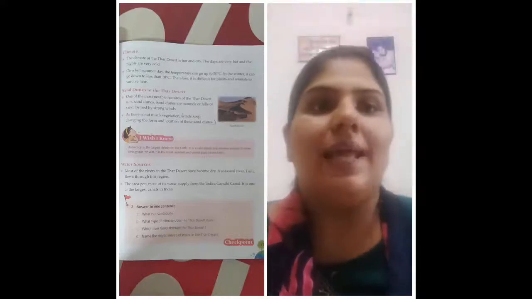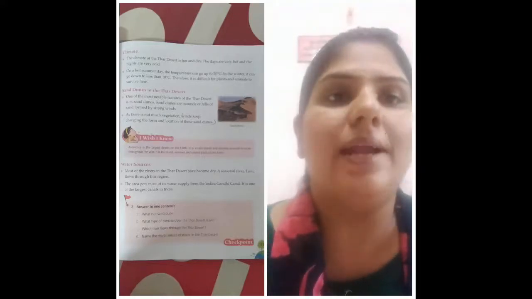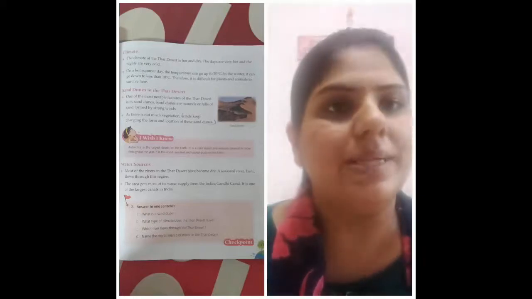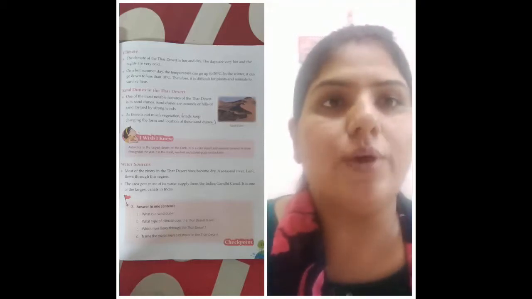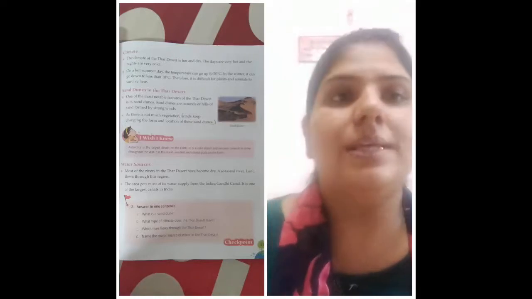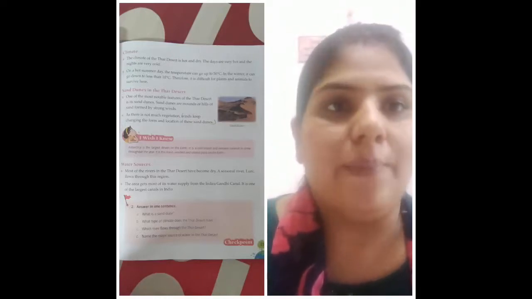Some plants like cactus and dates can survive because this kind of plants need less water. At the same time, some animals like the camel, we know the camel can store water for a long time. So the camel can survive and some other animals can survive in this climate.